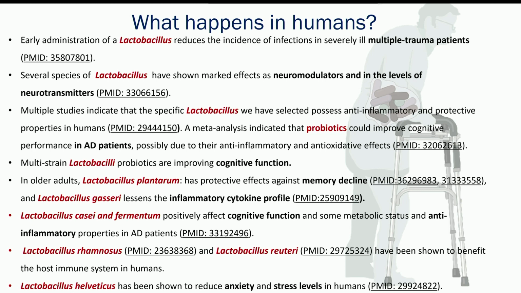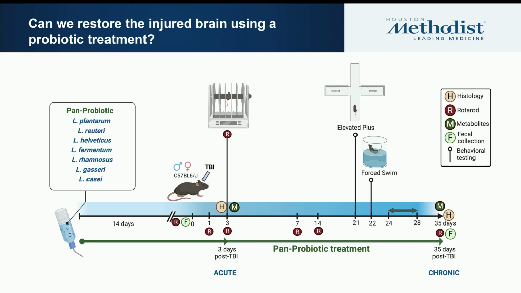We found that the Lactobacillus family are neuromodulators and affect the levels of neurotransmitters. There are a lot of associations in clinical studies showing that Lactobacilli probiotics improve cognitive function, et cetera. We didn't do any clinical study with probiotics, but we wanted to do it first in the animals, and that is the reason that we ran the next experimental design.